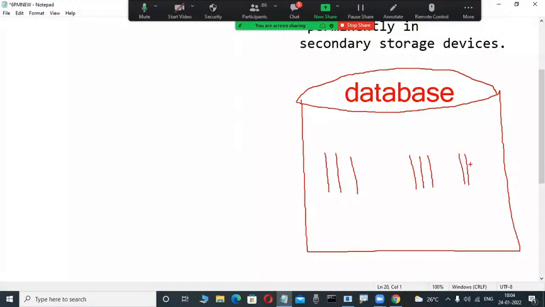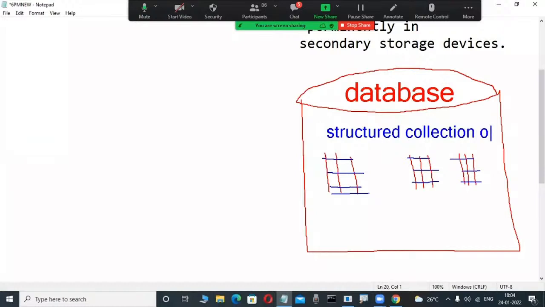Today I will tell you. The relational data model is a concept, and based on that only they implement these products. These are called relational databases. A structured collection of data is there. This is what I told in the previous class. These databases always store a structured collection of data, and only in an organized fashion is data stored.